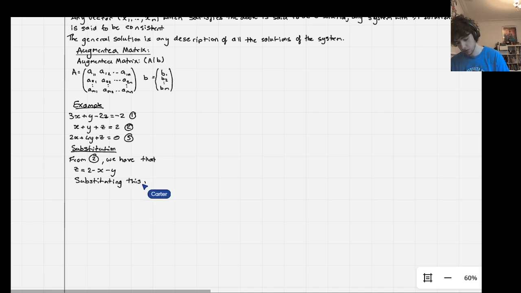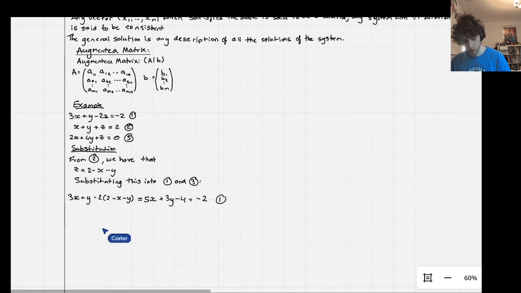Substituting this into 1 and 3, we see the following thing emerge. So we get 3x plus y minus 2 times 2 minus x minus y, because that's our z. And that's going to be equal to, after doing some algebra, 3x plus y, but then we're going to have a plus 2y, so it's going to be plus 3y. But also our 3x from before will be plus 2x, so it'll be a 5x. And then we also have minus 4. So that there is going to be equal to, and the right hand side is still the same, minus 2. So that's our new equation number 1.